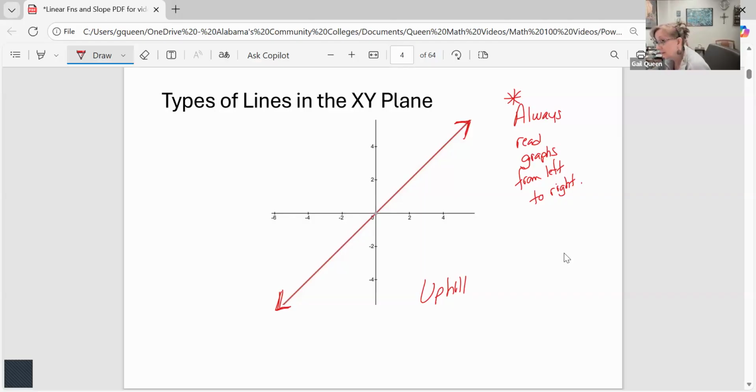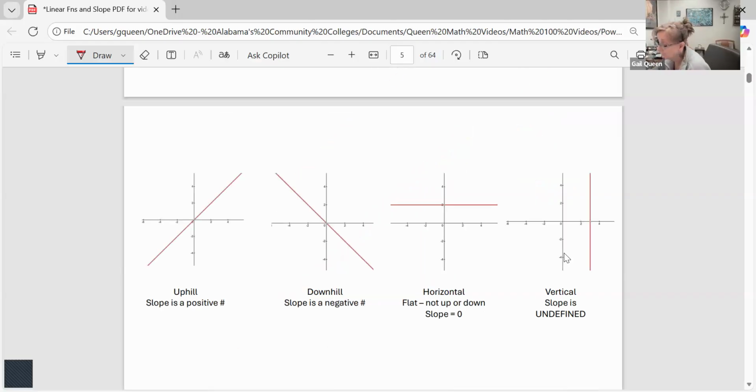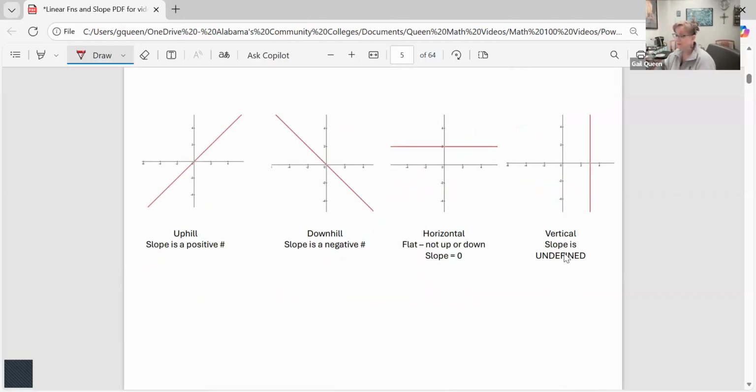Okay, now we do have some different options that are going to occur when we graph lines. If I look at an equation and I see that everything's to the first power and I know that I have a line, then we have to look at the kinds of lines we might encounter. First, the graph on the left side of the screen is uphill. As I read the graph from left to right, it's going uphill. And that means that the tilt of the line, or the slope of the line, is going to be positive. So when you're going uphill, you have a positive slope.